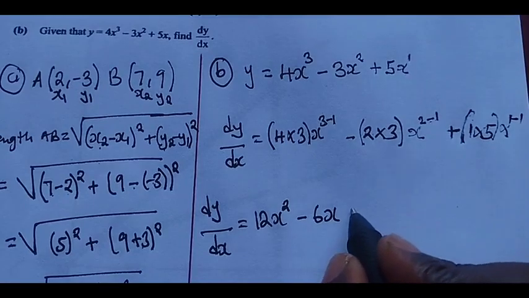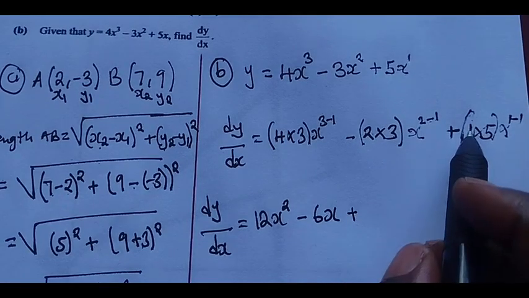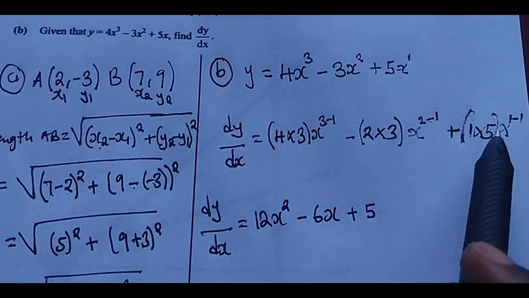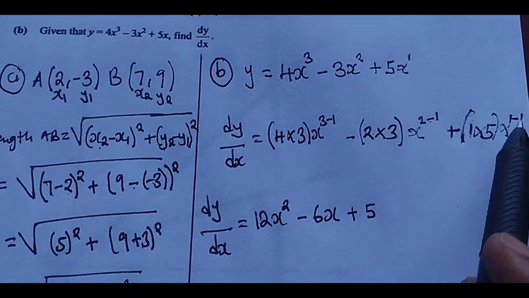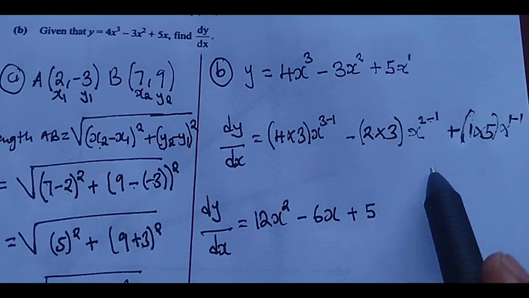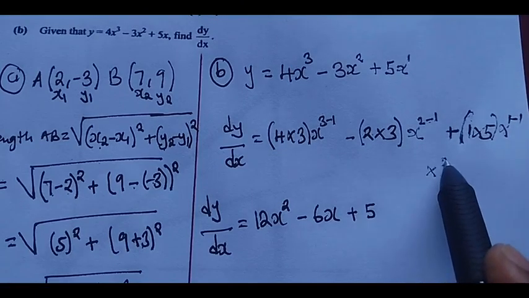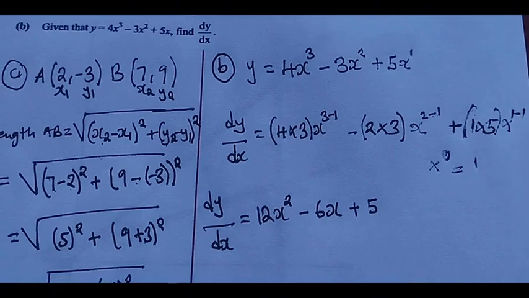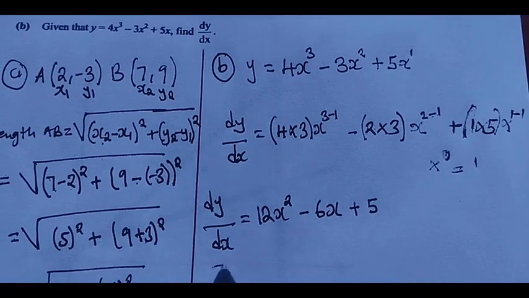Then plus, so from here 1 times 5, it will be just a 5. Why? Because x is having 1 minus 1, which will be x raised to the power of 0, and x raised to the power of 0, it definitely gives me a what? A 1. So that's why I've written here just a 5. Okay, so we have differentiated our function.